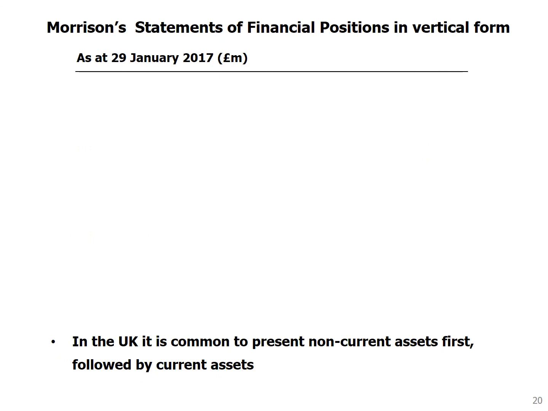Morrison's statement of financial position in the vertical form, and this is as of 29th January 2017. Morrison is a UK retailer, and in the UK it's common to present non-current assets first, followed by current assets. IFRS does not have detailed presentation standards, and either presentation form would be allowed under IFRS.